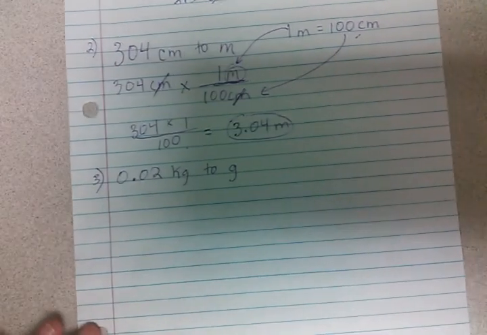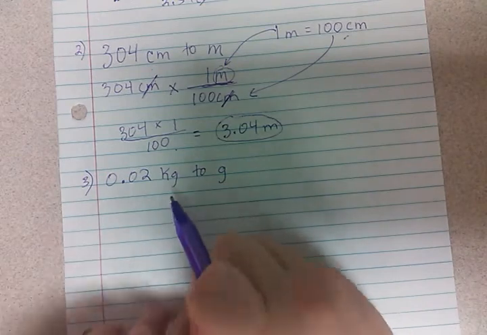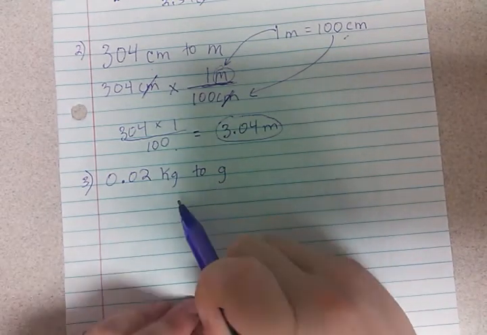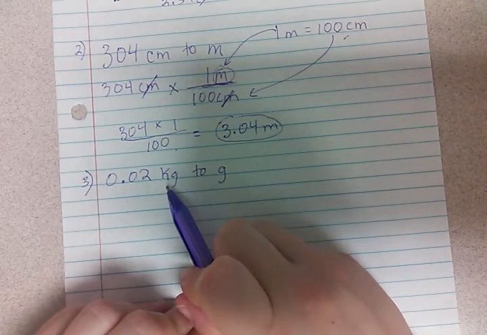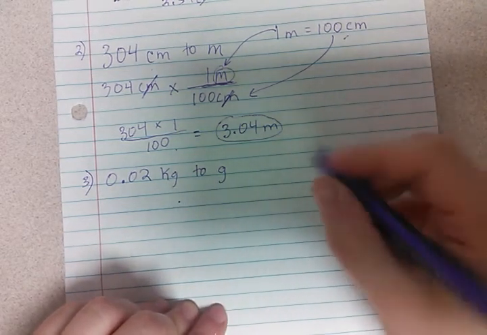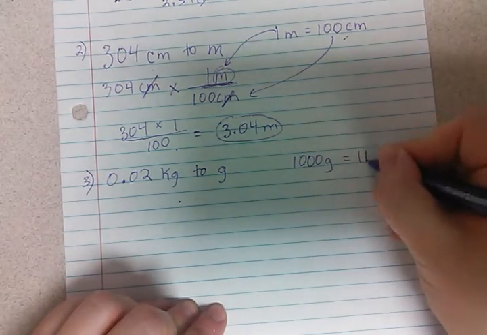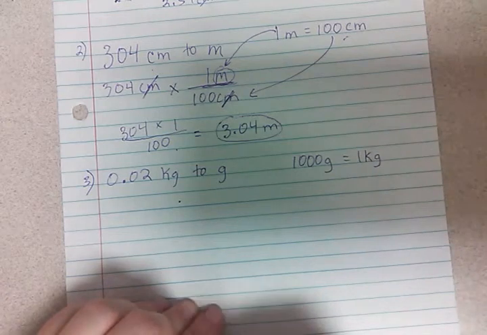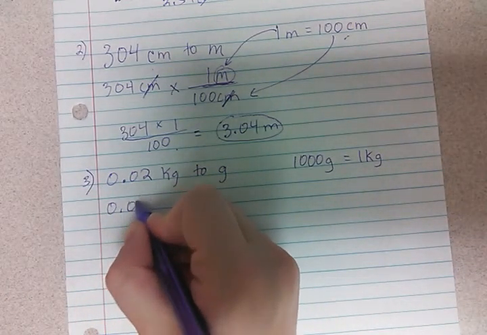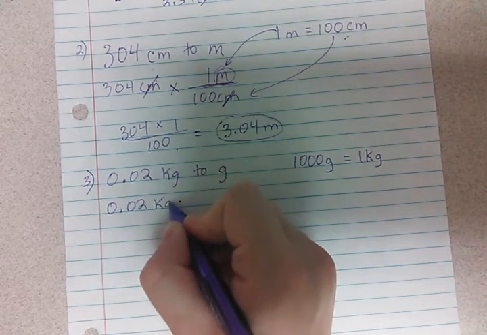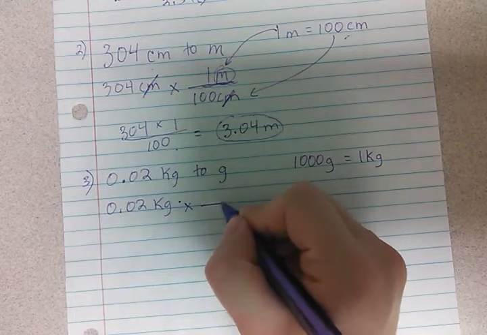So what would our conversion factor be here? We have to think about how many kilograms there are in a gram or how many grams there are in a kilogram. Since K stands for kilo and kilo means 1,000, there are 1,000 grams in a kilogram. Let's write what we're converting on the left-hand side of our page. We want to set up one fraction for our one conversion factor.